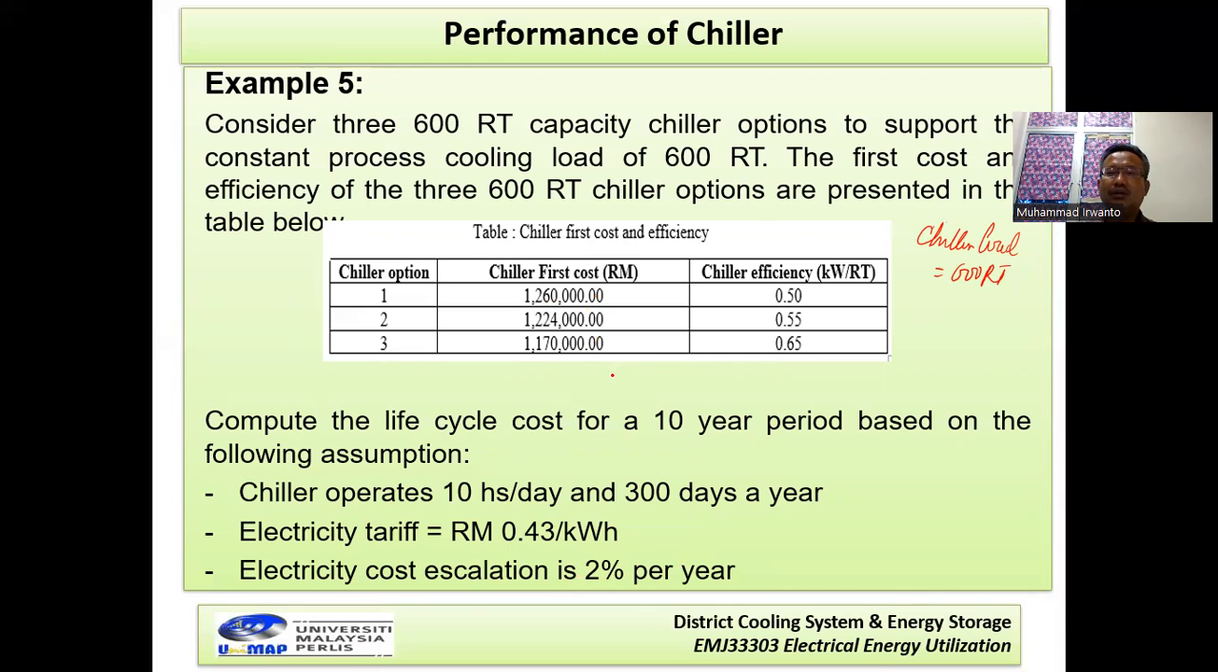Meaning we want to find the total cost for the 3 chiller options under this condition, and then decide which chiller option is suitable to be applied for this case, where the chiller load is around 600 RT. How to do it? Please calculate first the energy, and after that the cost.